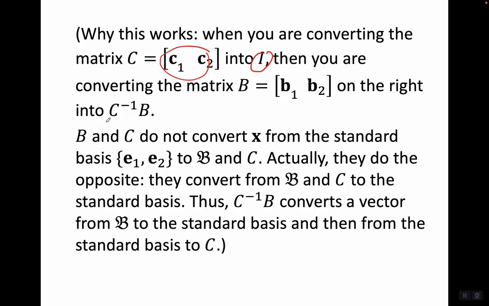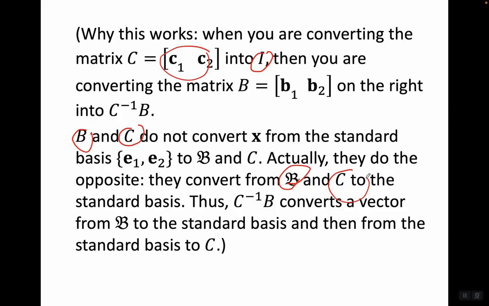Okay, B and C do not convert x from the standard basis e1, e2 to 𝔅 and 𝒞. Actually, they do the opposite. So B converts from this basis to the standard basis, 1, 0, 0, 1. And this matrix C, okay, that converts our basis 𝒞 to the standard basis.